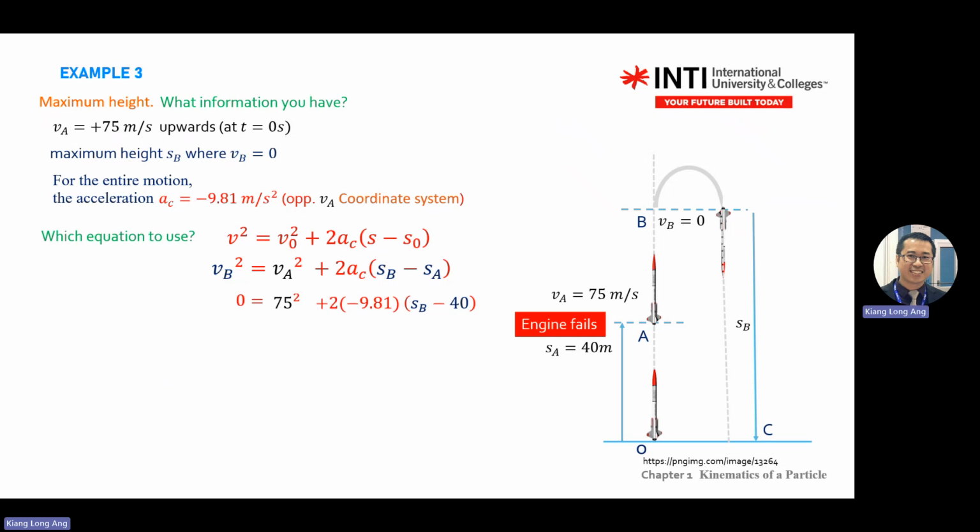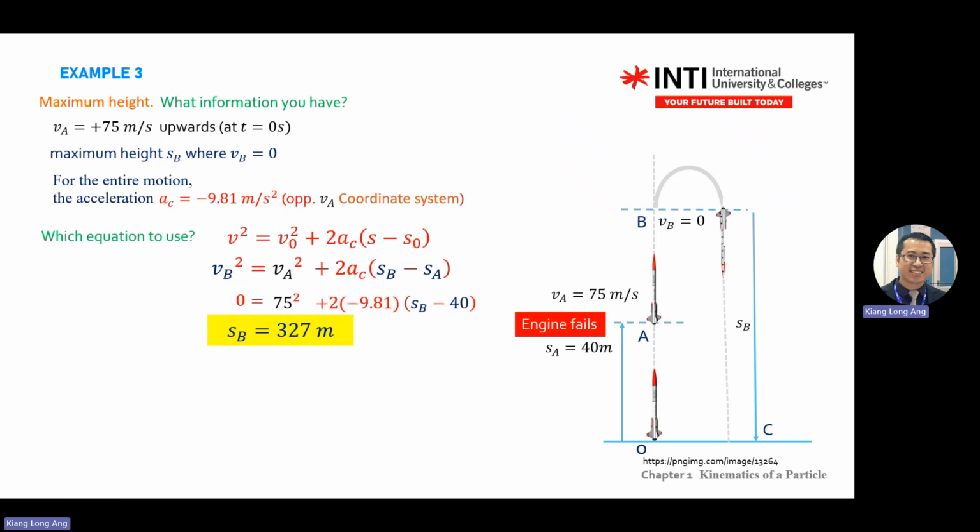Okay, so if you look at this equation, it's a linear equation. There's only one unknown inside the equation, so you should be able to solve it. Press your calculator, but be careful, because some of you have big hands, you might press the wrong small button on your calculator. At the end, you'll get SB equal to 327 meters.